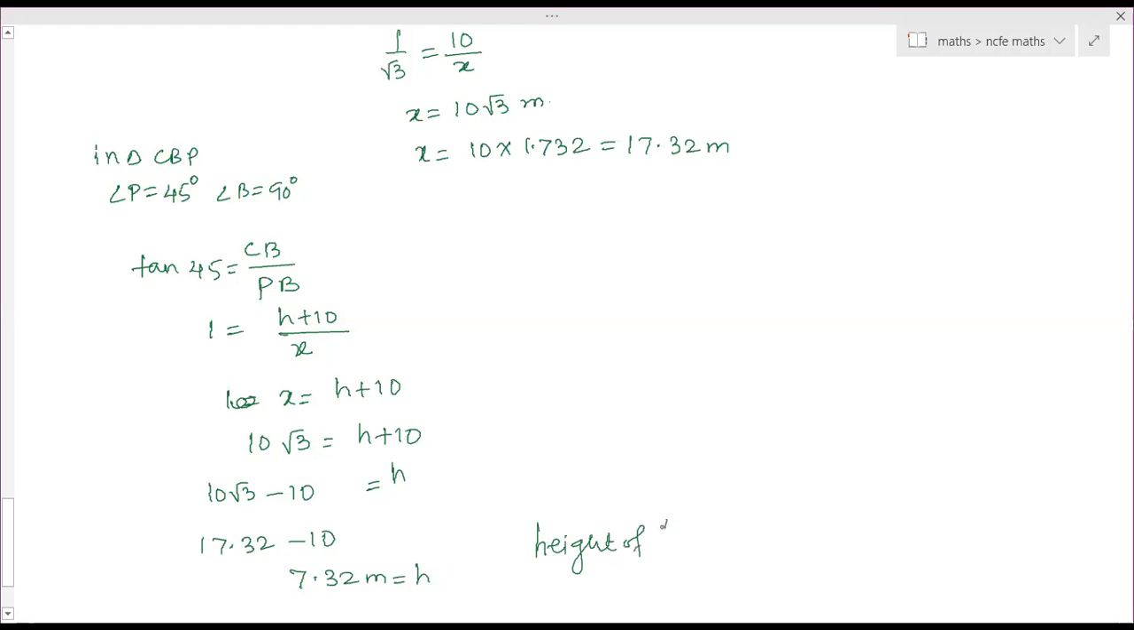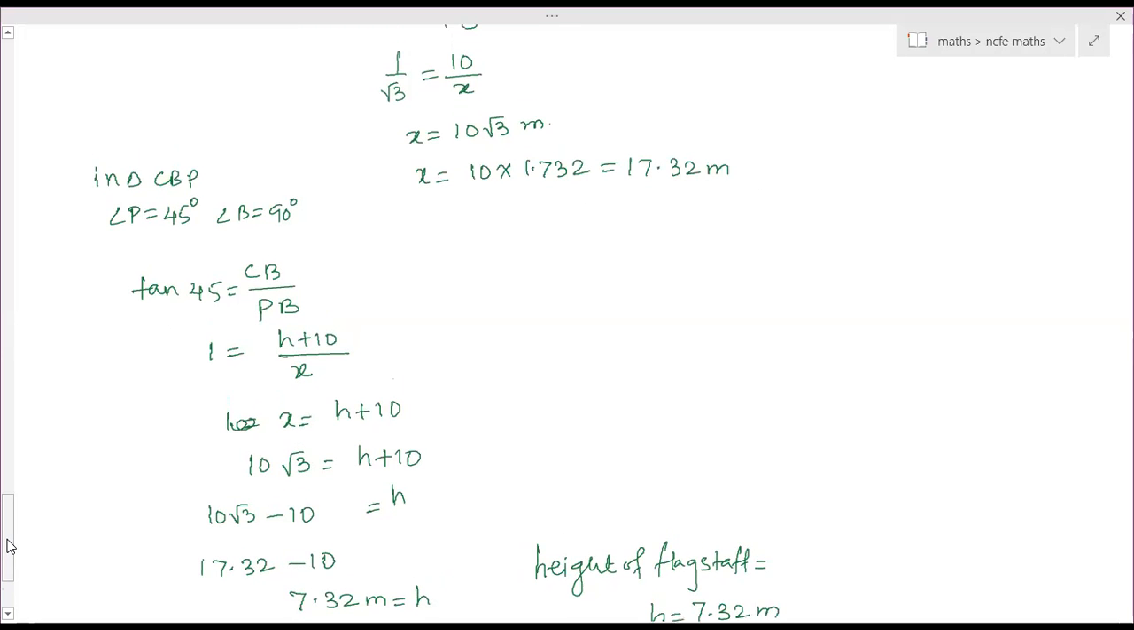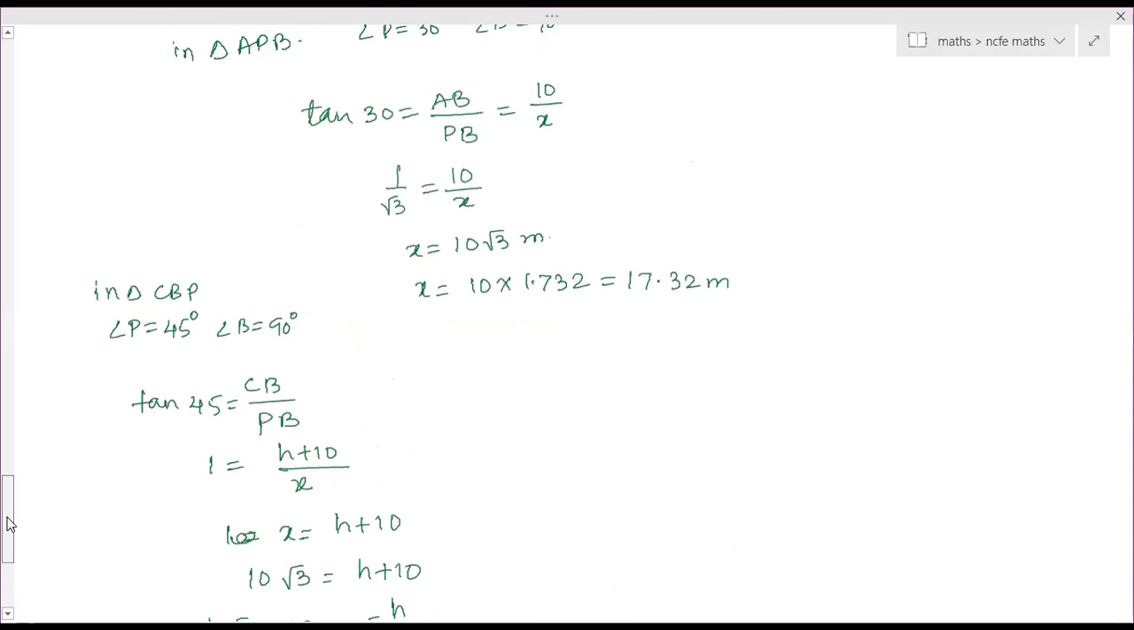So height of the flagstaff is equal to h is equal to 7.32 meter. And the distance of the building from P is 10 root 3, that is 17.32 meters. Is this clear? Is this clear? Yes, ma'am.